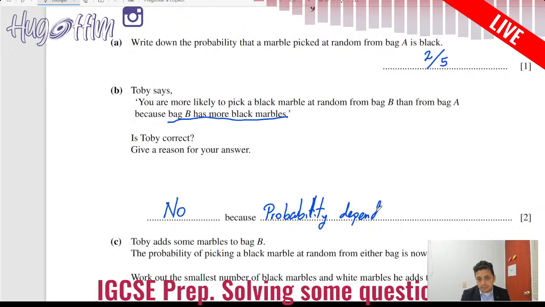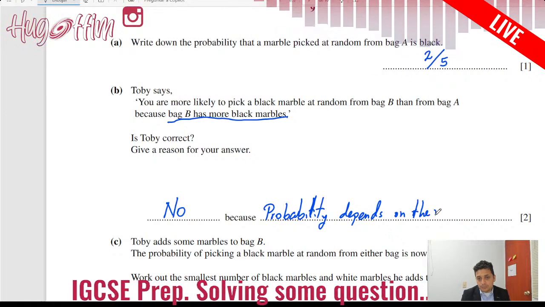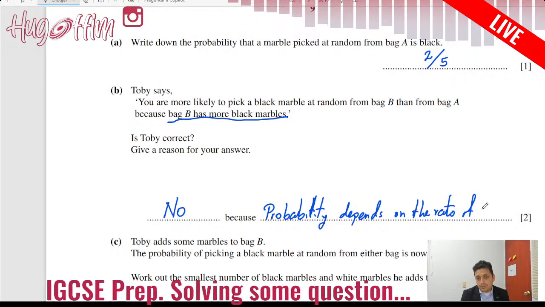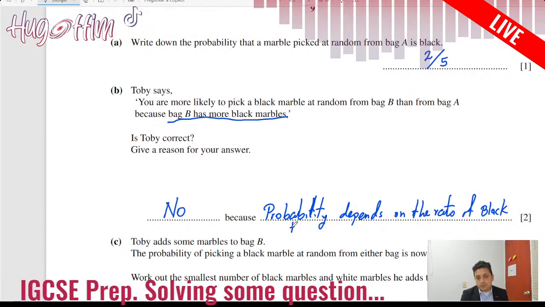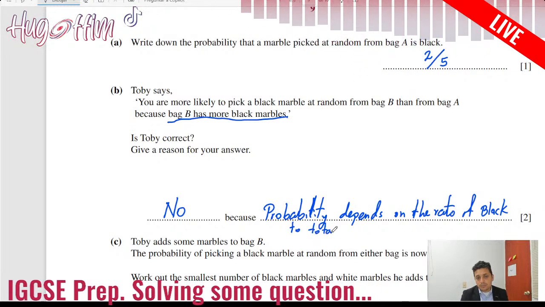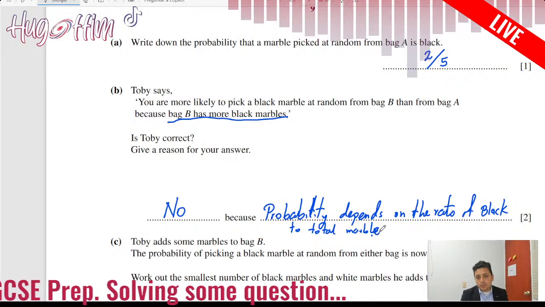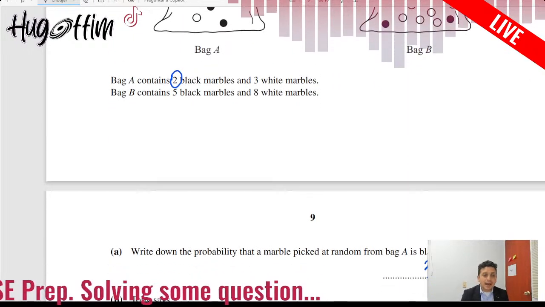depends on the ratio of black marbles to total marbles. But I'm going to include more information. I'm going to calculate the probability that I get a black marble here.